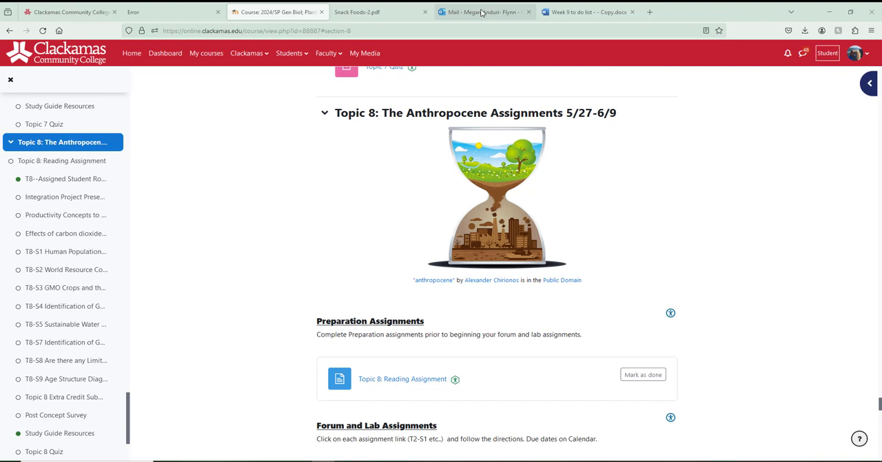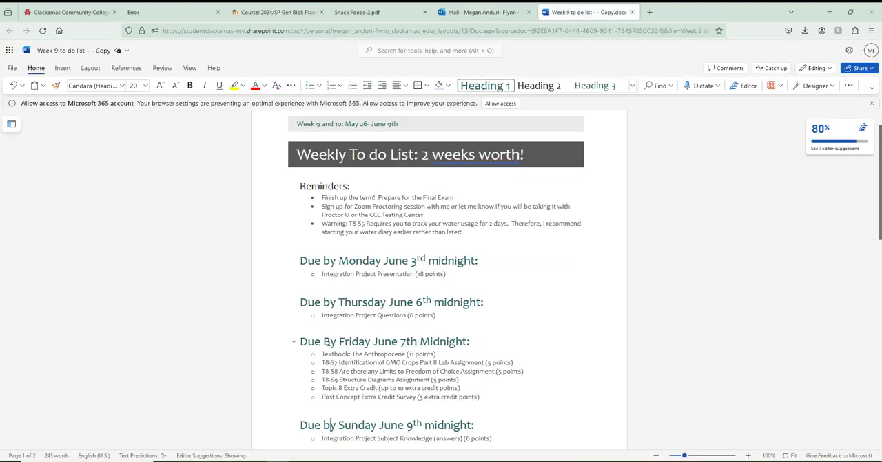Let's take a look at our schedule for the week. Today, don't forget you have your integration project presentation that is due by midnight tonight. This is our hard deadline. If you submit it later in the week, it is not going to be accepted for points. So make sure that you submit it by midnight tonight. Okay, and we'll go over the project in a bit.